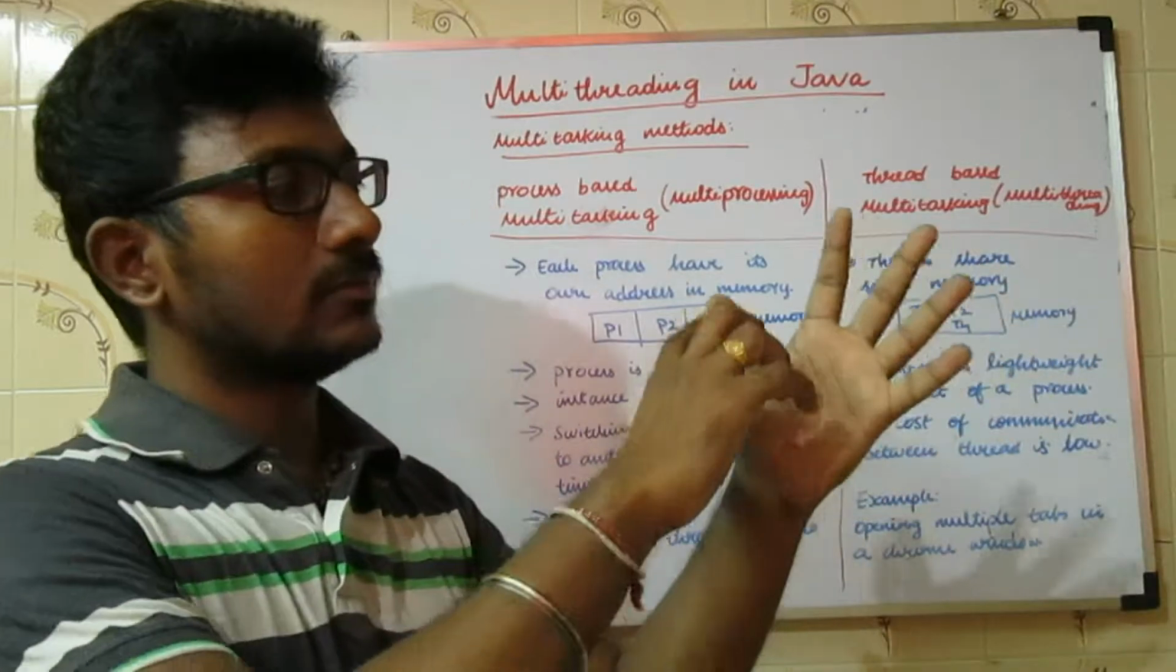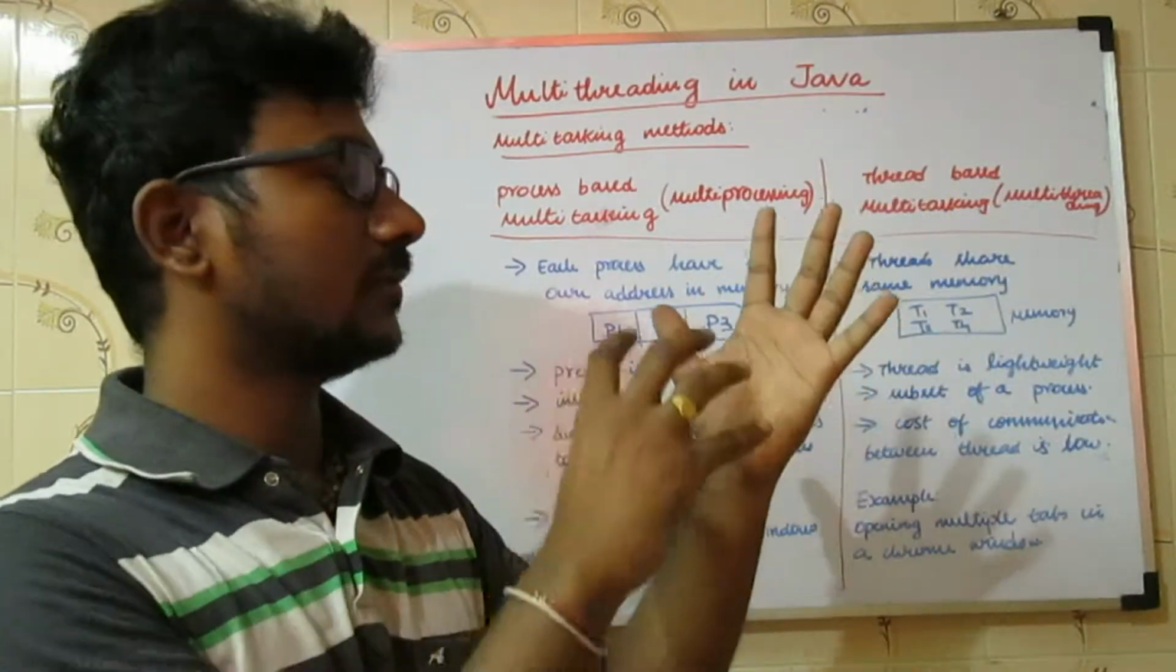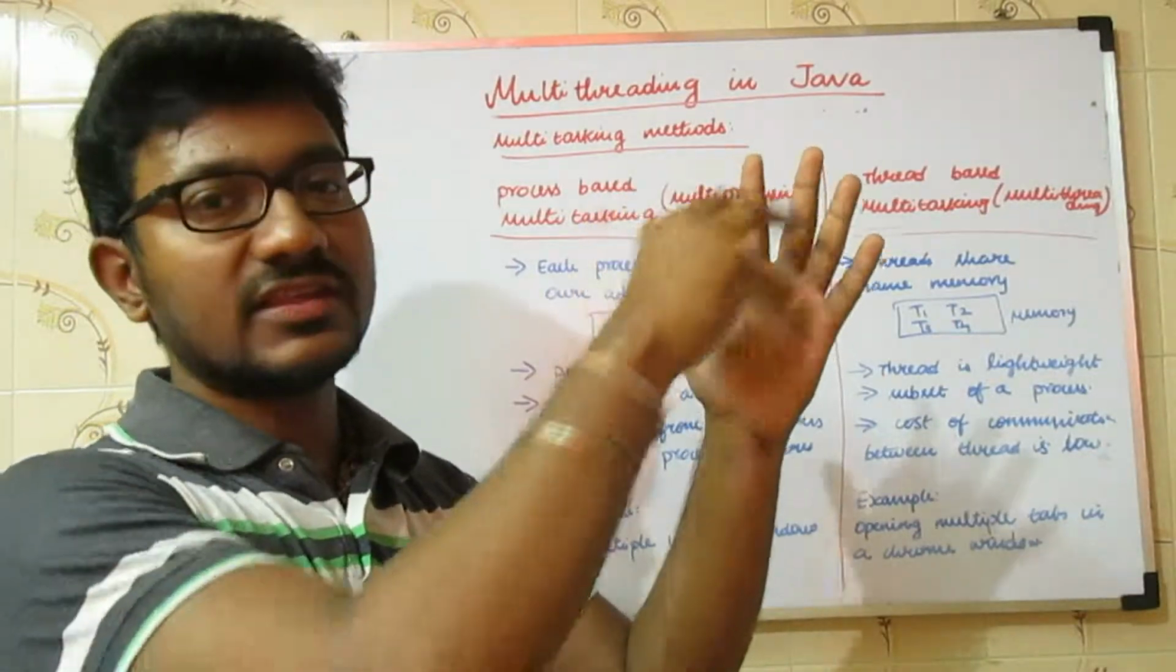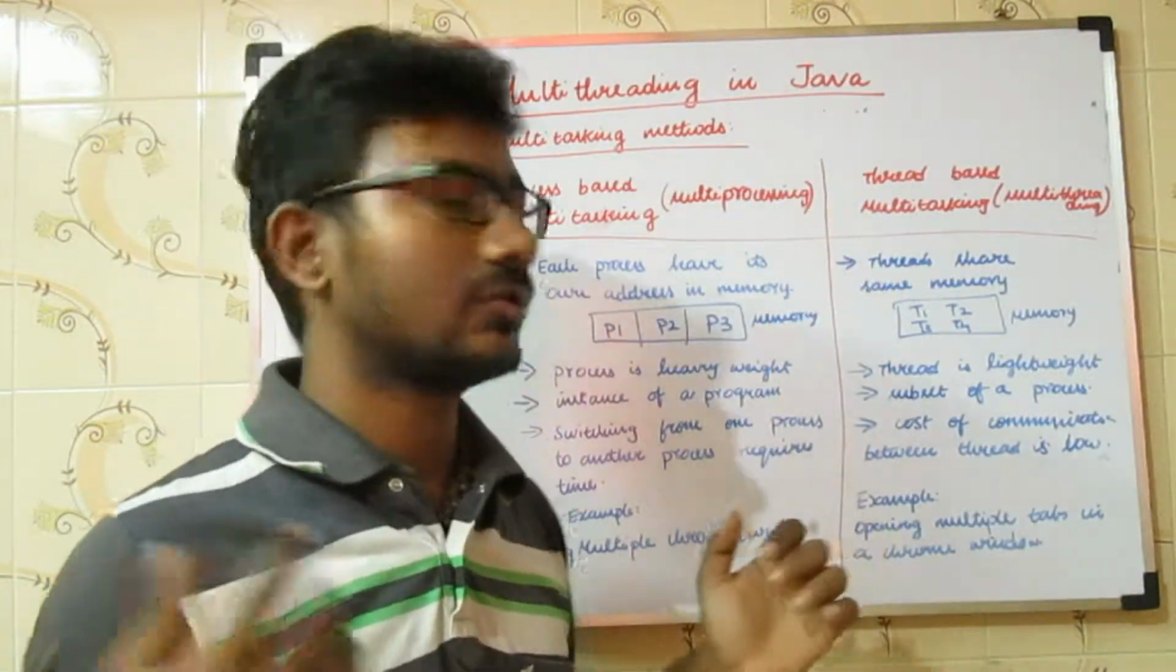The cost of communication between threads is very low. The reason behind that is it shares the same memory, so threads can communicate easily without much time and effort.